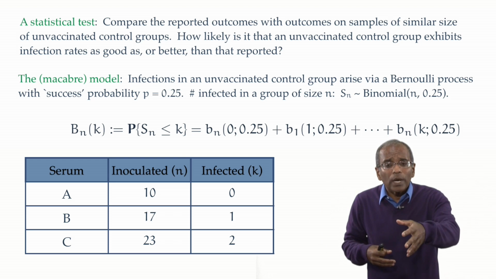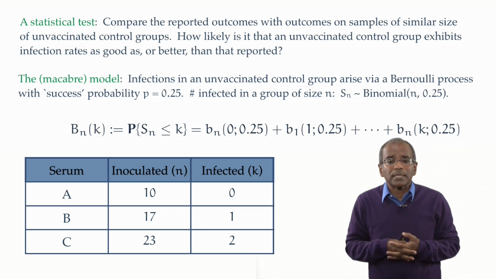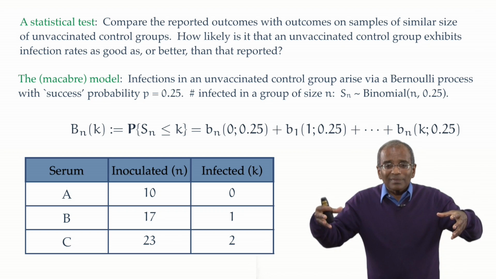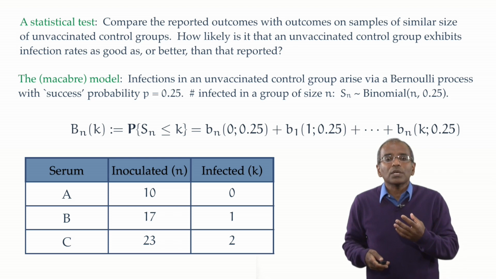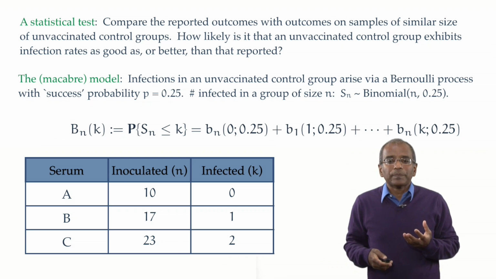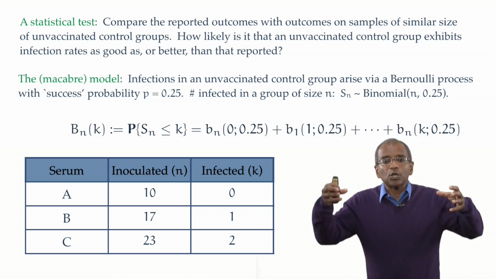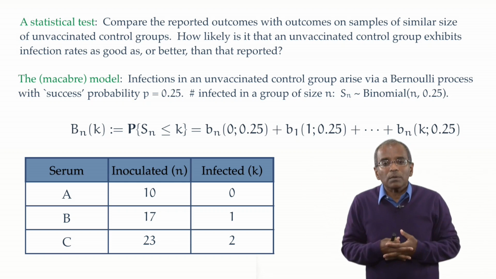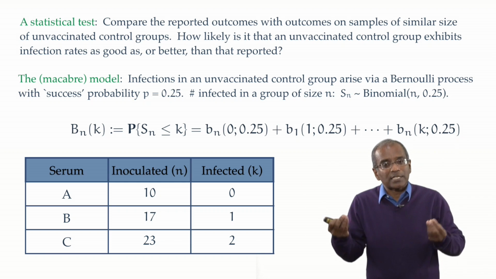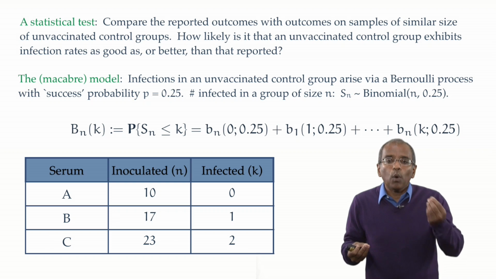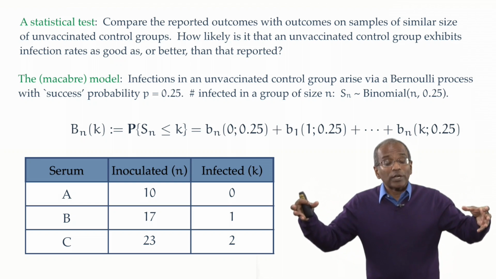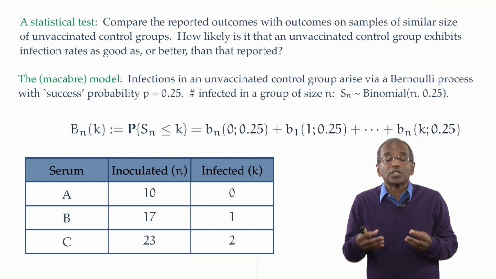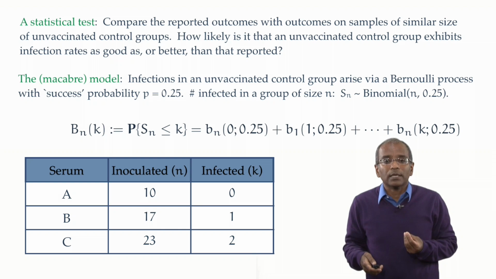Now, how does this work for the 3 sera at hand? For serum A, we are looking at a control group in our thought experiment of 10 unvaccinated cows. We want none of them to fall sick. For serum B, we are looking at a control group in our metaphorical experiment of 17 unvaccinated cows, and we are looking for 1 or fewer to fall sick. And for serum C, we are looking at a group of 23 cows, and we are asking what are the chances that 2 or fewer fell sick.